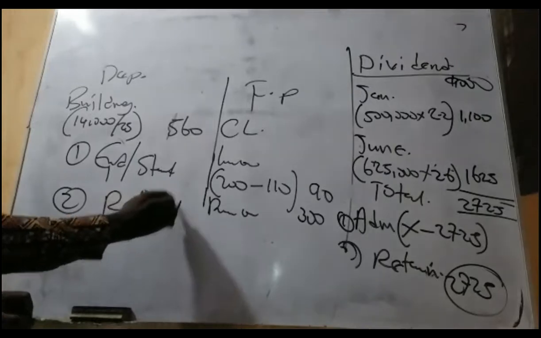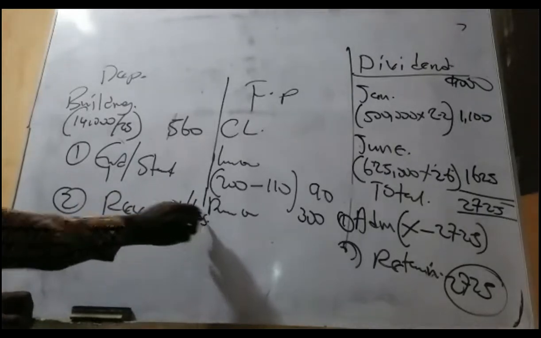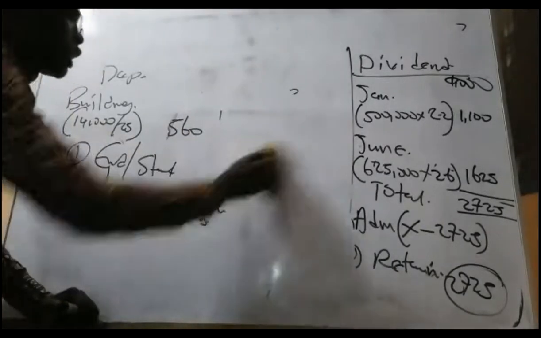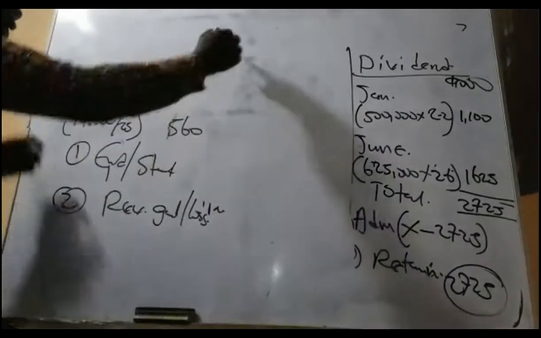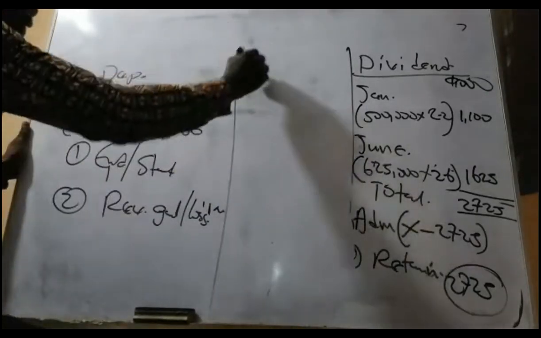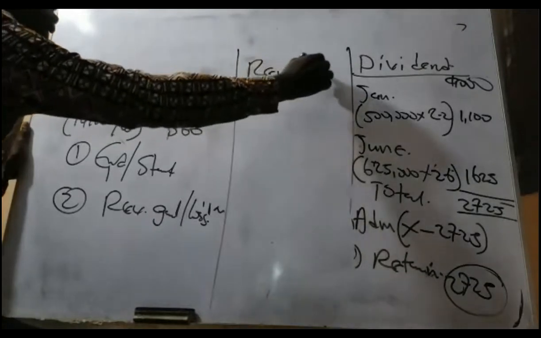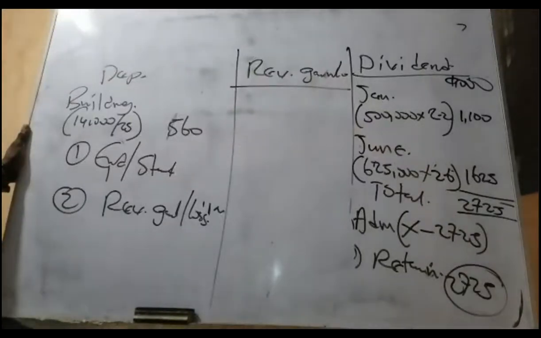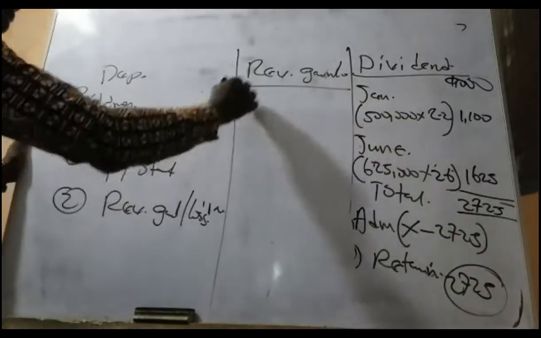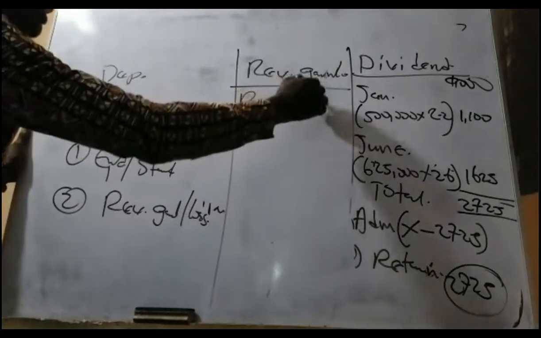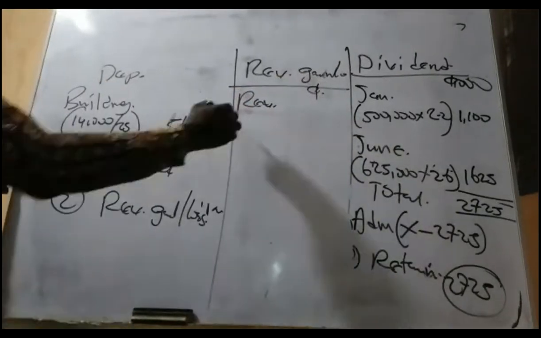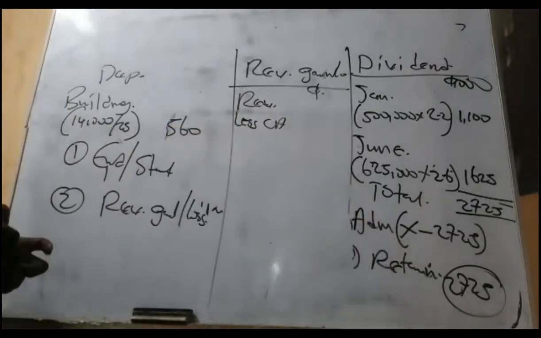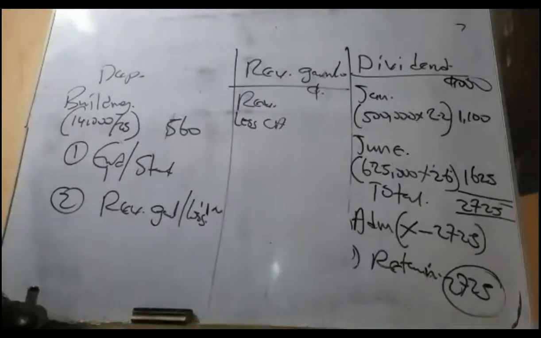So step 2, calculation of the revaluation gain or loss. Let's calculate it. We said that with revaluation gain, there are two items. What are they? The revalued amount, which is always in the footnote, less the carrying amount. So let's go and pick the revalued amount from the question. Then we are done.